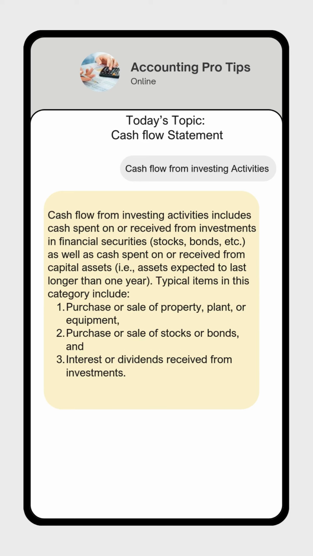What is cash flow from investing activities? Cash flow from investing activities includes cash spent on or received from investments in financial securities, like stocks, bonds, etc., as well as cash spent on or received from capital assets, that is, assets expected to last longer than 1 year. Typical items in this category include: 1. Purchase or sale of property, plant, or equipment. 2. Purchase or sale of stocks or bonds. And 3. Interest or dividends received from investments.